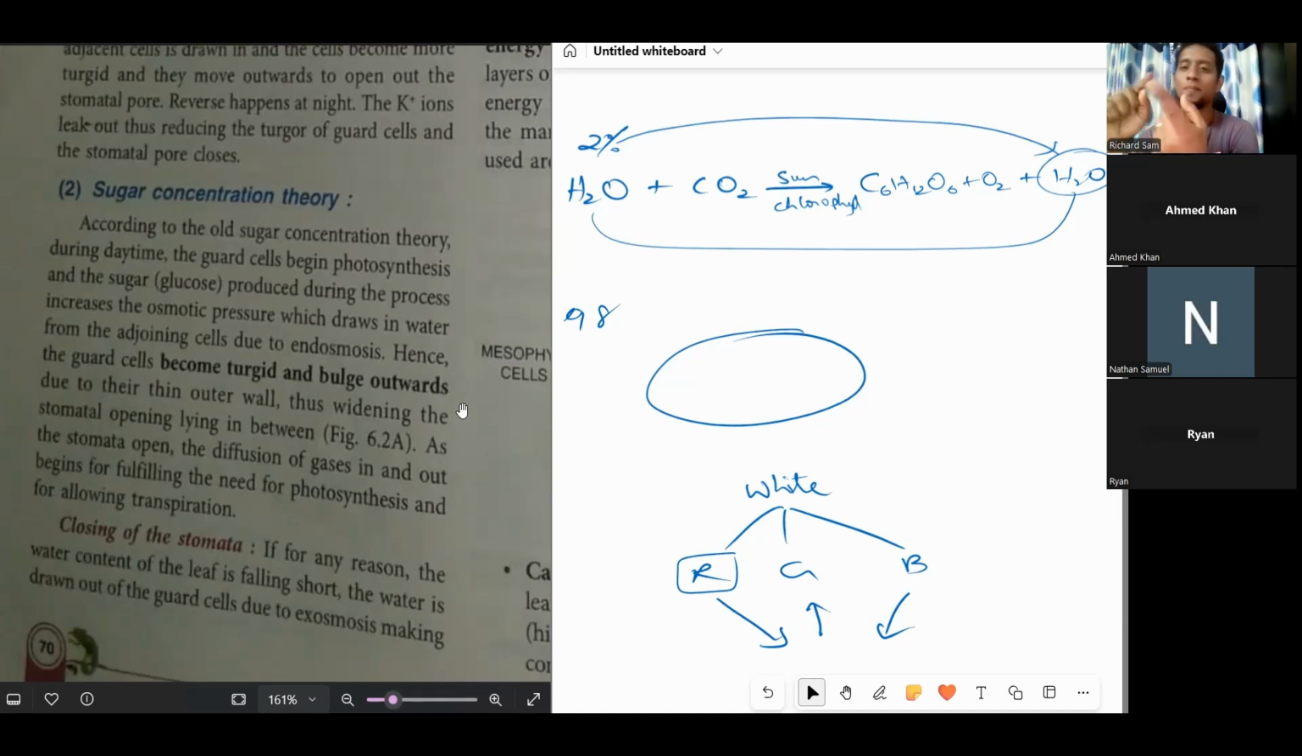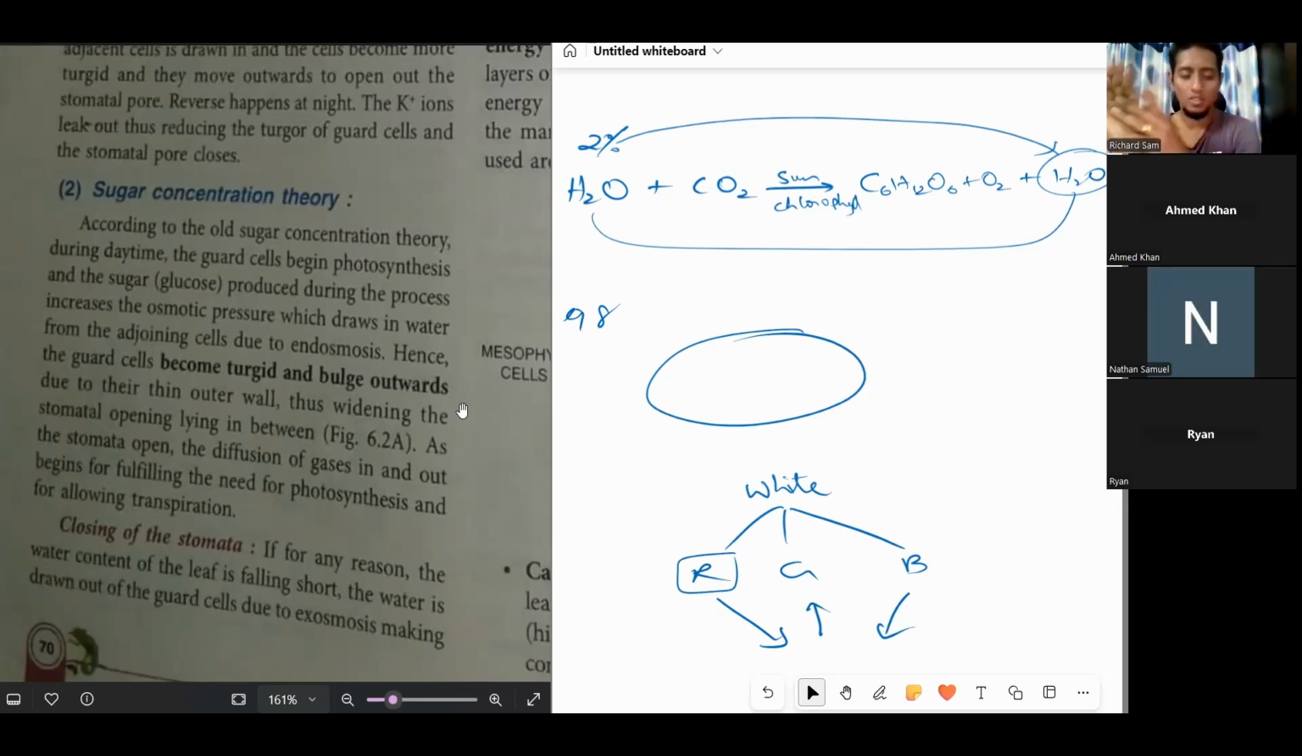So again, how is it? In the daytime, photosynthesis takes place and produces glucose inside the guard cells. High concentration of glucose causes endosmosis to take place. That means water enters the guard cells and makes them turgid, and that's how it opens. In the night, there is no photosynthesis, so there's no high concentration of sugar, so the water from inside will leak outside.